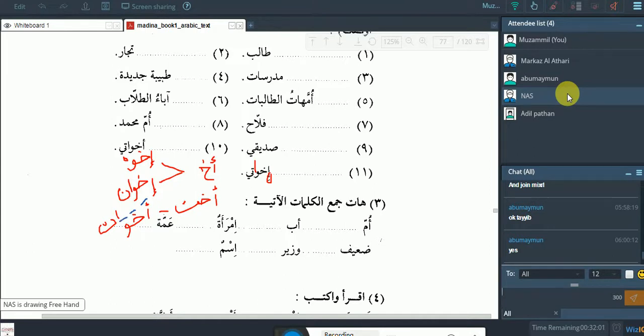So, let's just change the colour there so I can get the tashkil clearly on it. Let's go for this colour here. So it is here, akhawatun. Right, okay. أخوات أخت أخوات. جيد.